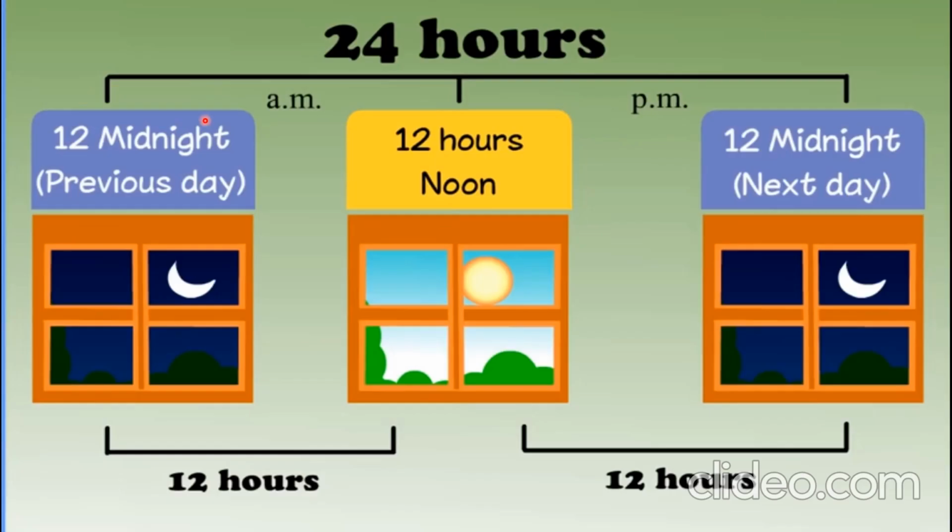See this picture. We are going to learn a new concept, that is AM, PM. From the previous day midnight to the next day afternoon, that means noon, we represent the time in AM. From afternoon to next day midnight, we represent the time in PM. So from midnight to afternoon it is 12 hours, and from afternoon to the next midnight it is 12 hours. So totally 24 hours for one day.